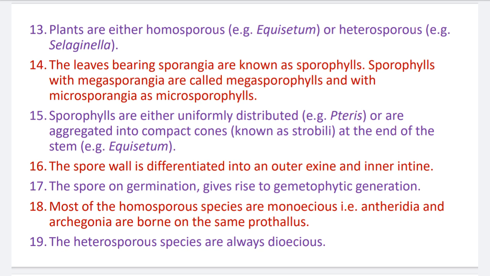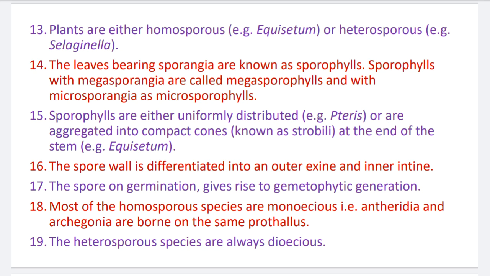Prothallus means what? This is the juvenile stage of the sporophytic plant body. Antheridia and archegonia cause sexual reproduction. Then the zygote is formed. The zygote multiplies and forms the embryo, and from the embryo the independent sporophytic plant body develops.